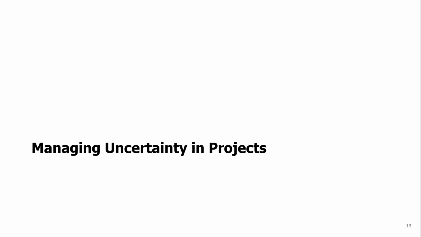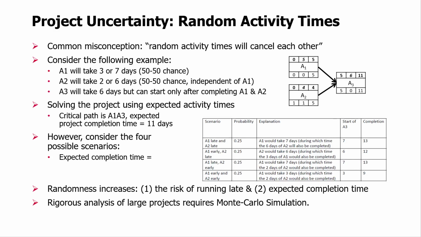Managing uncertainty in projects. There are many methods for managing uncertainty in projects. There is a PERT method, project evaluation and review technique, that many operations management courses teach. And there are simulation applications where we try to determine project completion time when activity times are random.